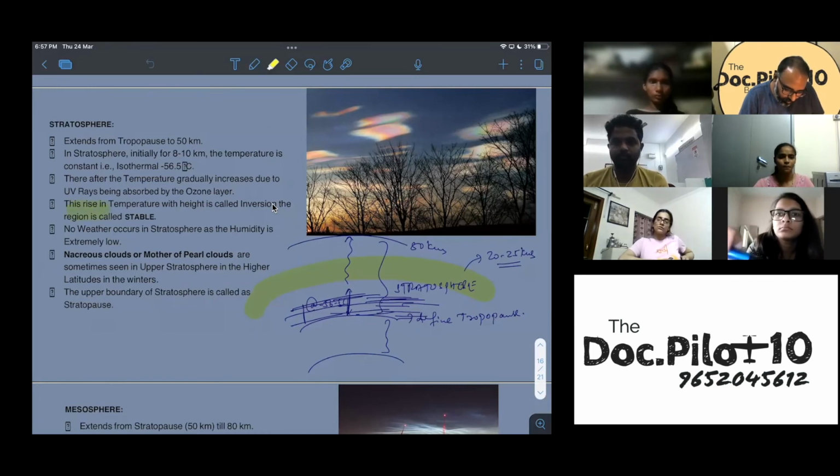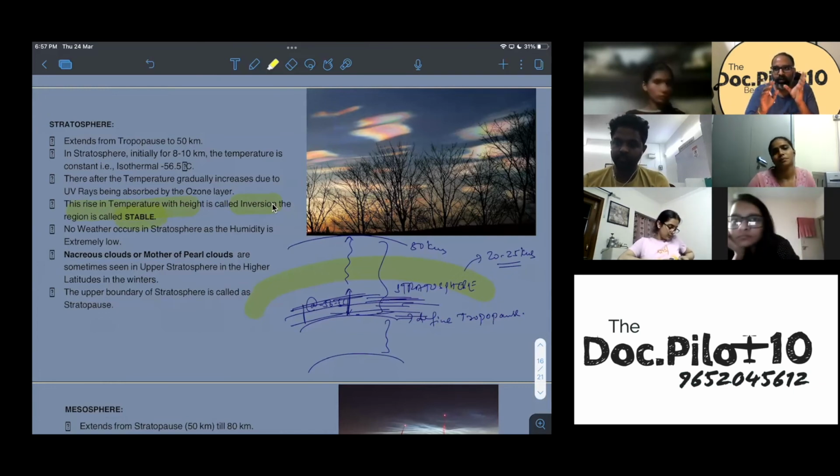The rise in temperature with height is called inversion. So this region is stable. You understood the word stable? You understood the word inversion? Okay, any other doubts in these two words? No. Okay. Now, here, it is almost negligible beyond 30,000 feet, correct?